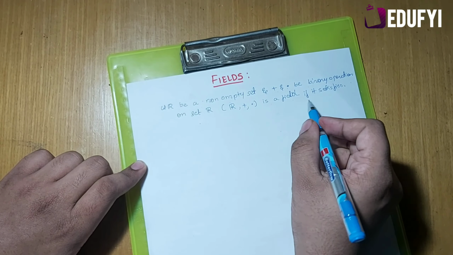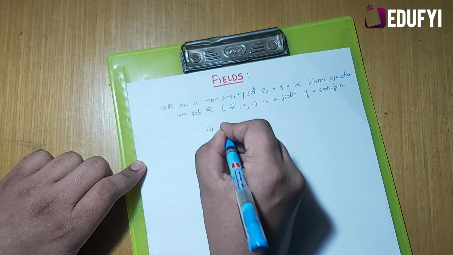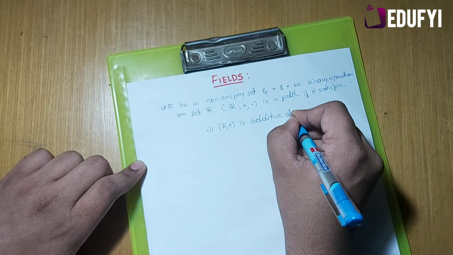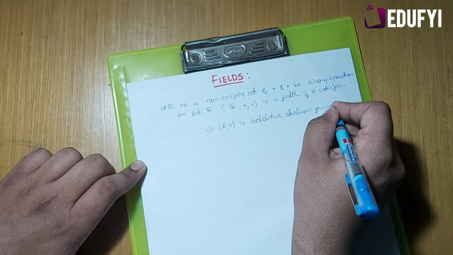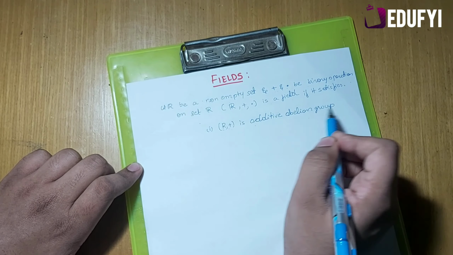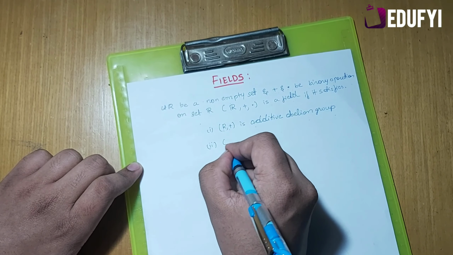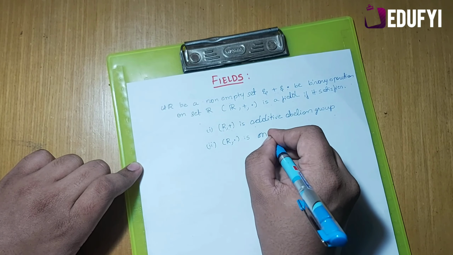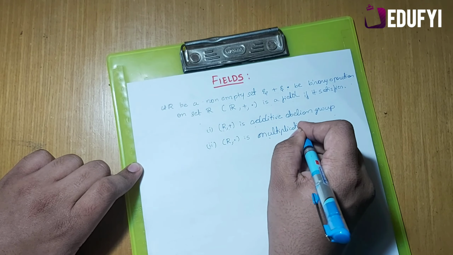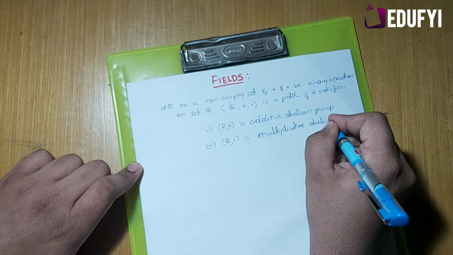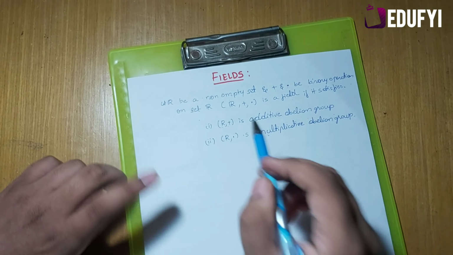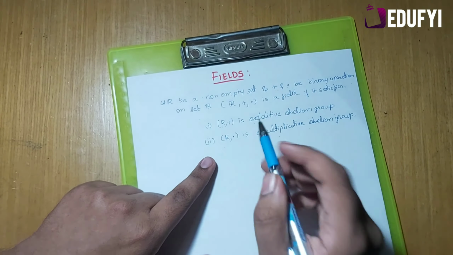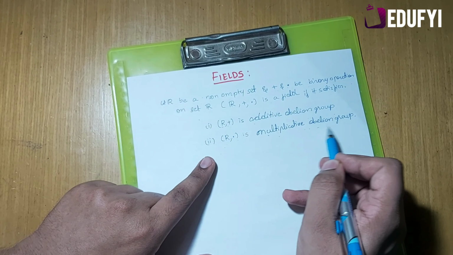Now comes the difference between fields and rings. The first condition is that R comma plus is an additive abelian group. This is the same as in rings. But the second one is different. In rings you prove that R comma dot is a multiplicative semigroup, but in fields we prove that R comma dot is a multiplicative abelian group.